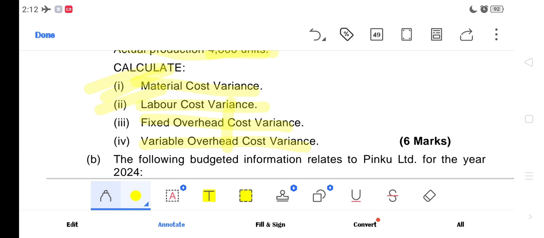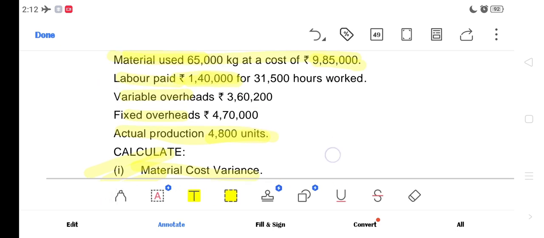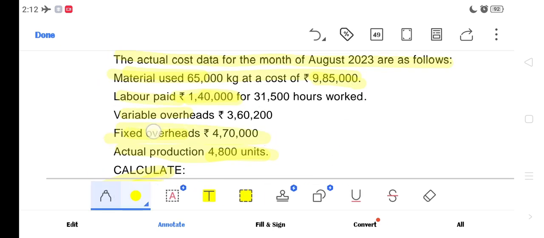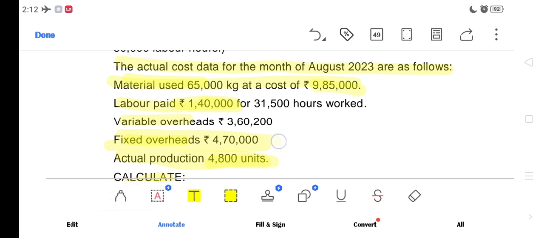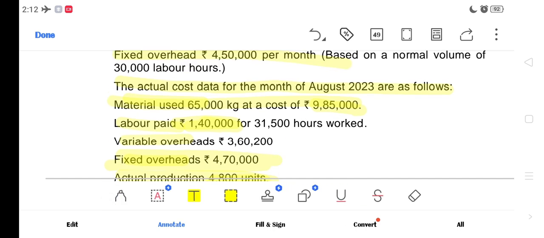Now fixed overhead cost variance they are asking. They have given actual fixed overheads as 4,70,000. Then we have to find out standard fixed overheads with the data of actual ones, because always you have to take the actual units produced. With that you generate the data of standard. So actual fixed overheads we have. What is the standard fixed overheads?